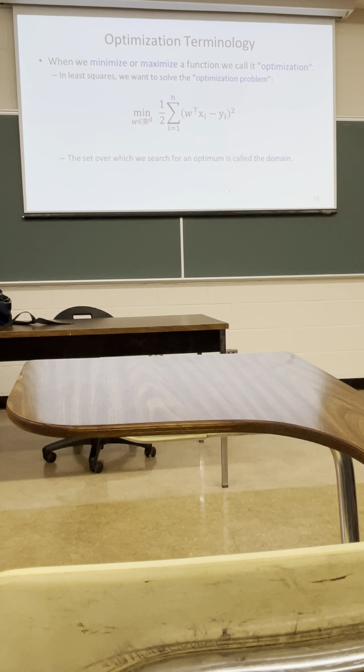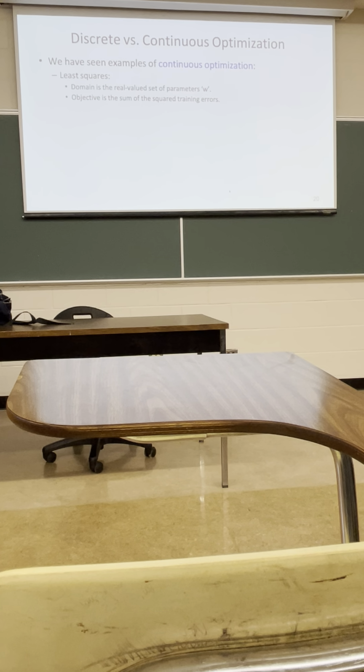And then once we define the domain, we're trying to learn this optimizer. In minimization, it's called the minimizer. And this is the one that, ideally, we want to find, the one that gives us the minimum value.